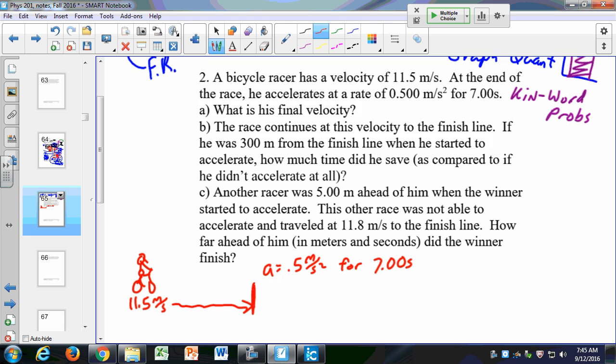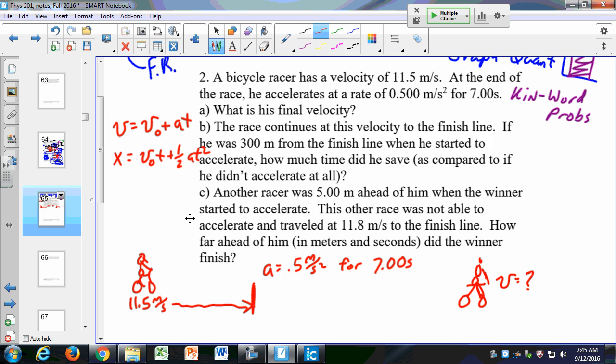Whenever I'm working these kinematics problems, and I recommend that you do the same, I just write down my kinematics equations. v equals v naught plus at, and then x or y, as it may be relevant, equals v naught t plus 1/2 at squared. Notice I left off the x naught. The first one just asks, what is his final velocity? Well, I want to know what is his velocity over here.